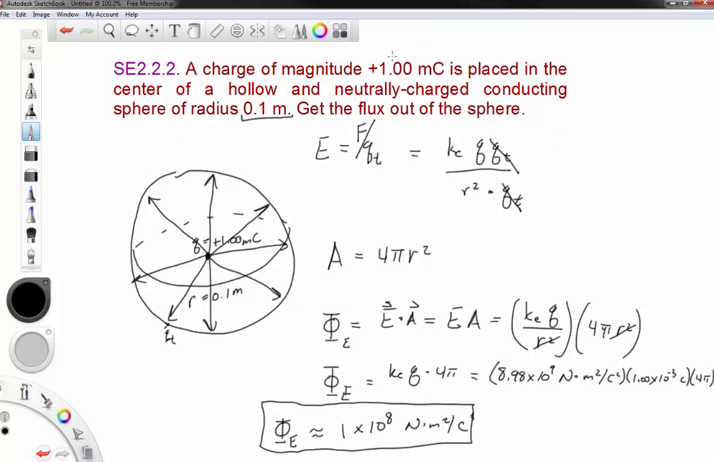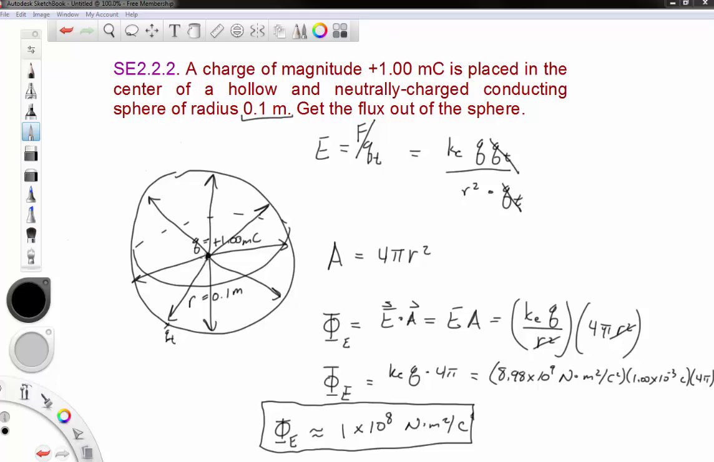Because if we change this number to, say, 2 millicoulombs, well, double this. If we change it to 8 coulombs, then multiply by 8,000 here, and so on. So now you can easily calculate the flux out of any sphere for any point charge placed at the middle.